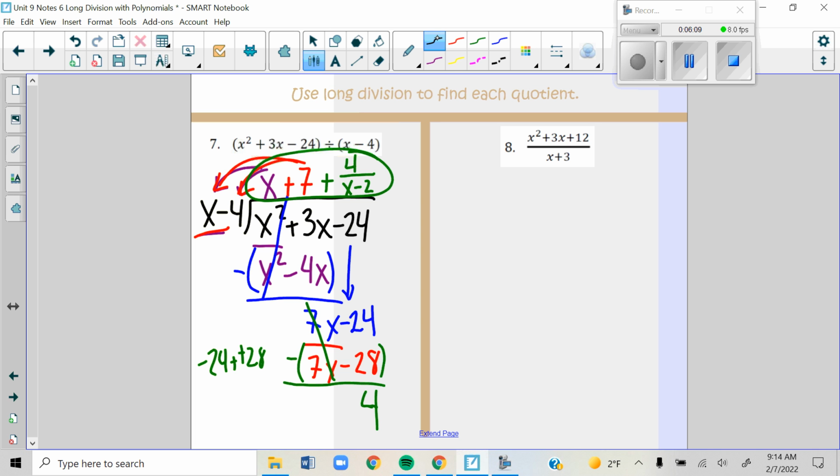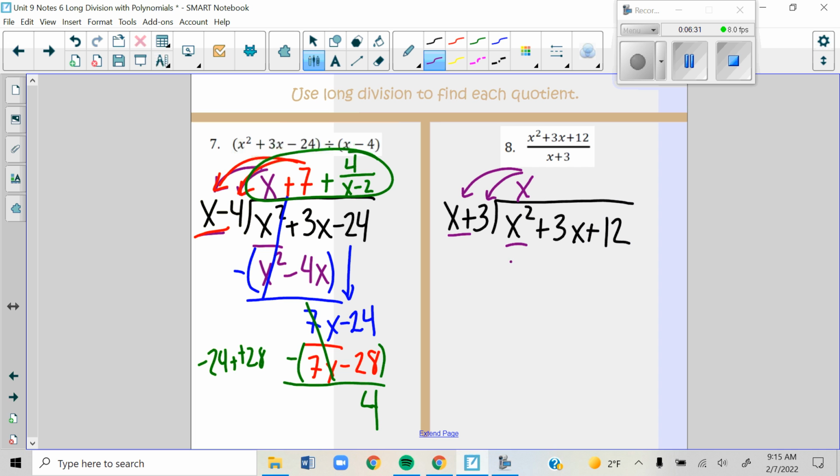So same format, or different format for the same problem. We have a divisor, so that's the denominator, and our dividend, that's our numerator. All right, so we ask ourselves, I have x, I need to make it x squared. So what am I going to times by? You got it, by x. So that gets distributed to both of those. And then we put it in parentheses because I'm subtracting.